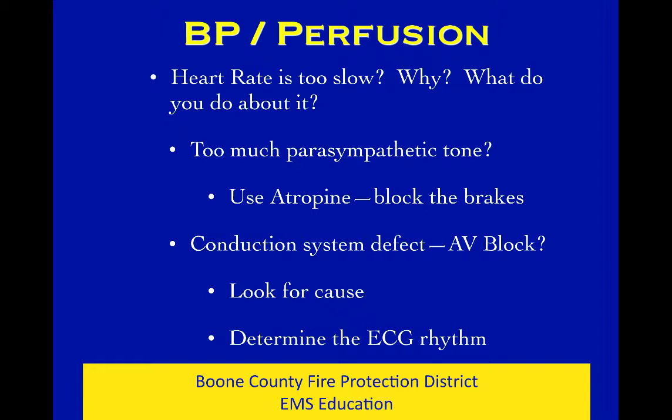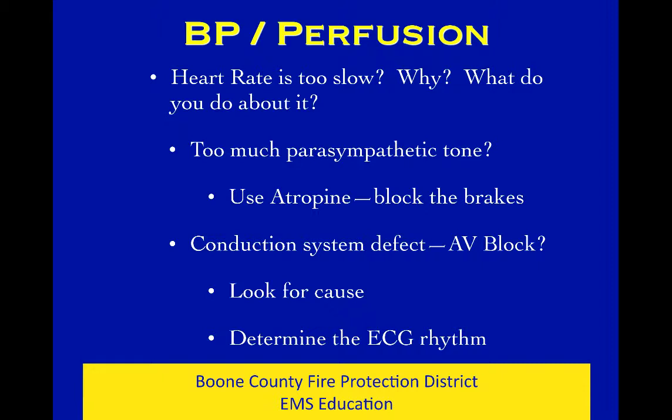So if your heart rate's too slow, what do you do about it? Well, you can take off the brakes or you can push on the gas. Maybe they just have too much parasympathetic tone. Atropine's great. Atropine blocks the parasympathetic system. It's a parasympathetic antagonist. It blocks the brakes. It takes off the brakes.